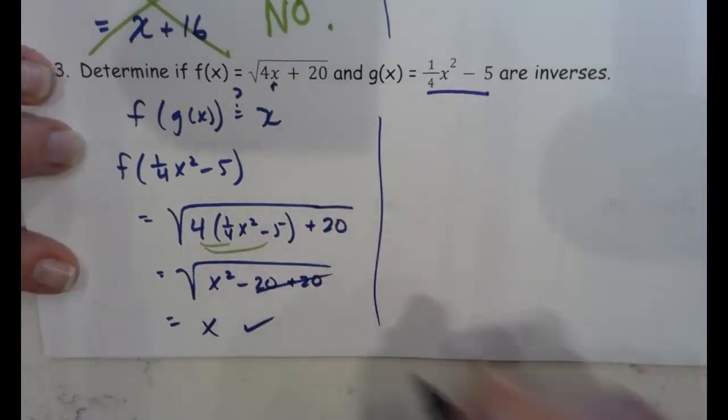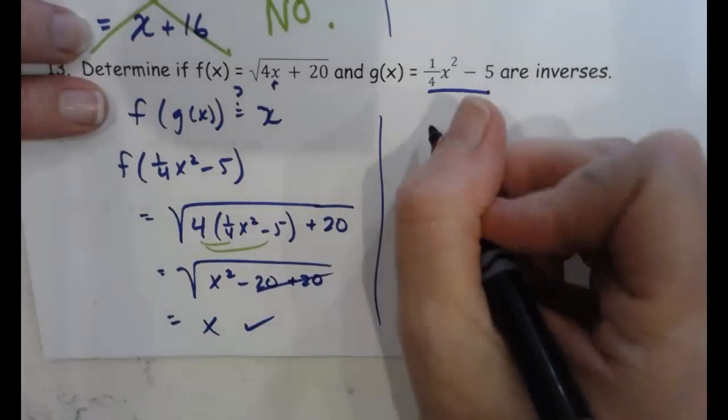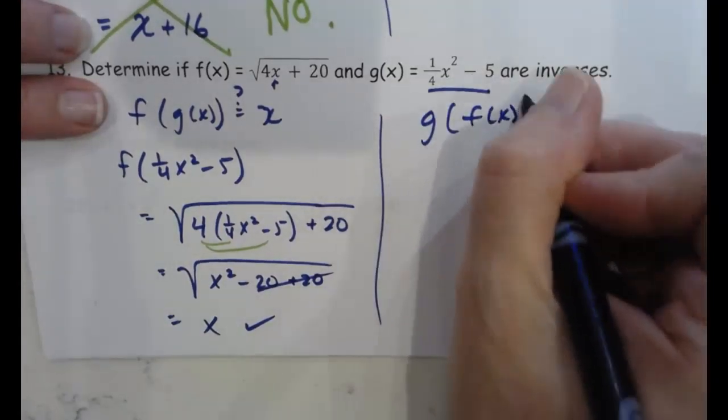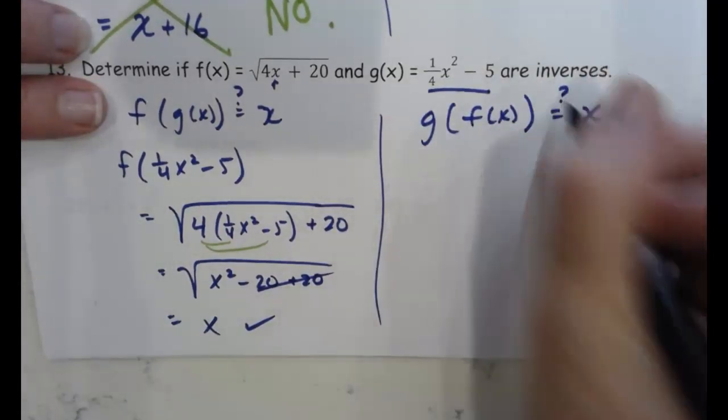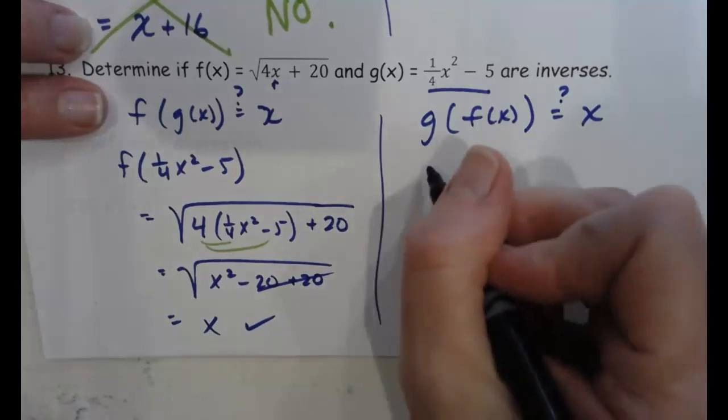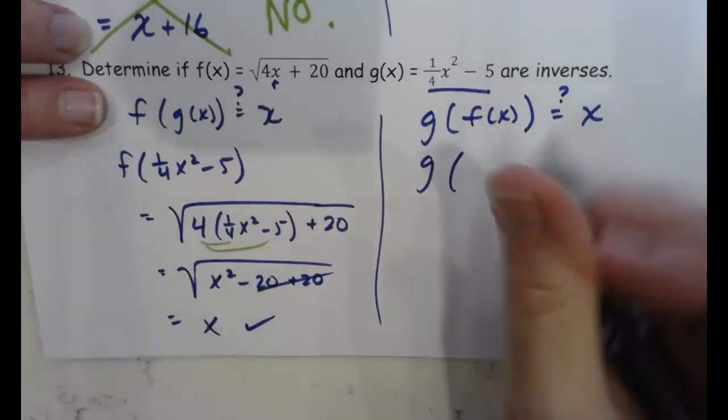All right, we've got a winner on f of g of x. Now try g of f of x. We better get x. We're asking it as a question. G of f of x.